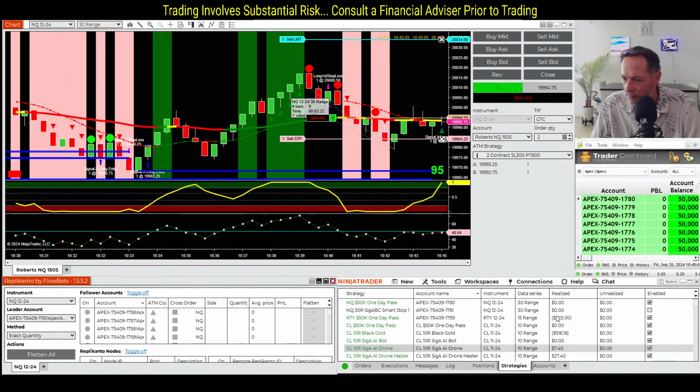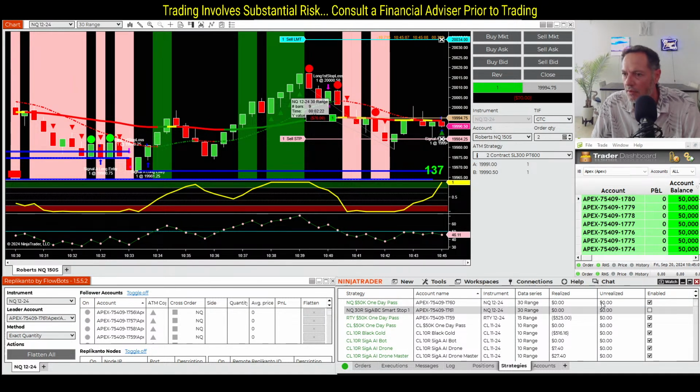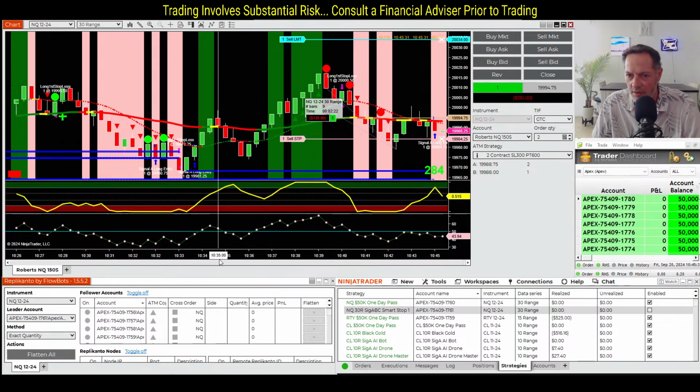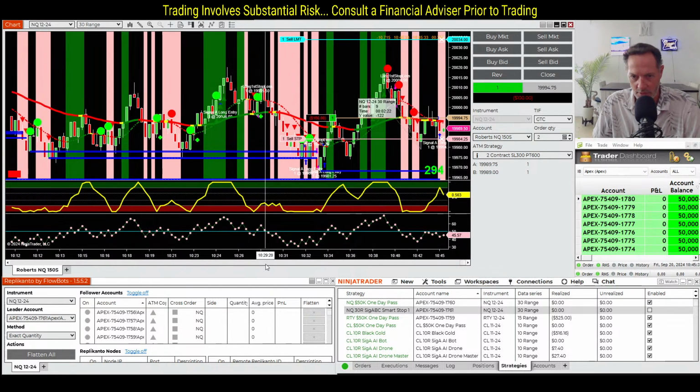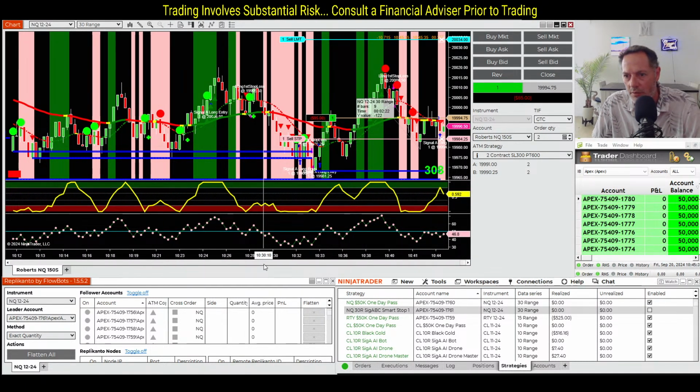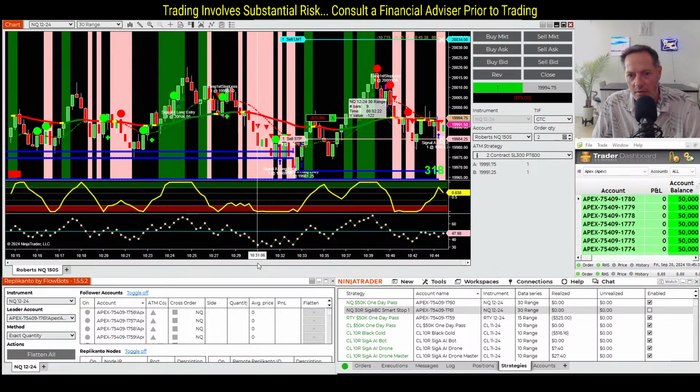So the next entry we'll take with all 5 of these Apex accounts. The NQ actually is not tradable right now, so this would be just kind of a bad idea to try to get into this one real quick.